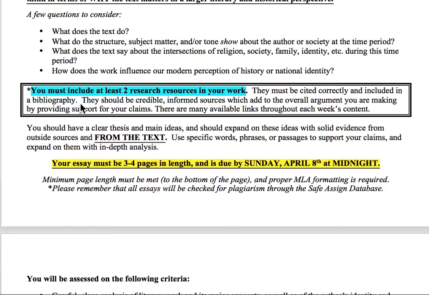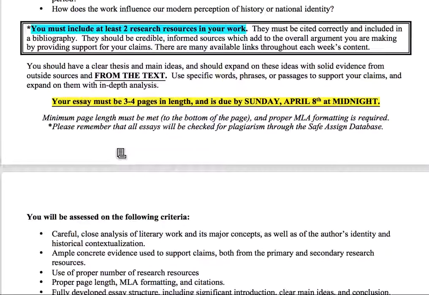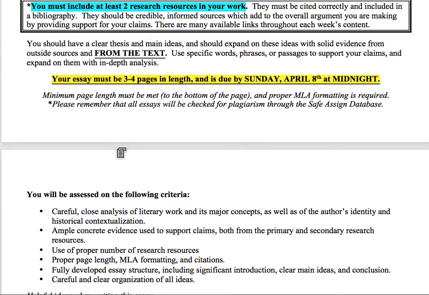So things like CBS or PBS, history.com or biography.com, any of these would work. You should also have a clear thesis and main ideas, and you should expand on these ideas with solid evidence from outside sources and from the text. The most important part is that you go back and you cite from the text. So use specific quotes from these authors to illustrate the idea.